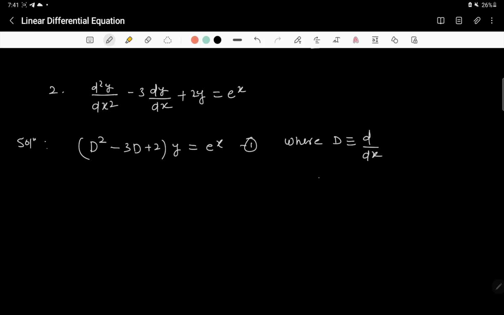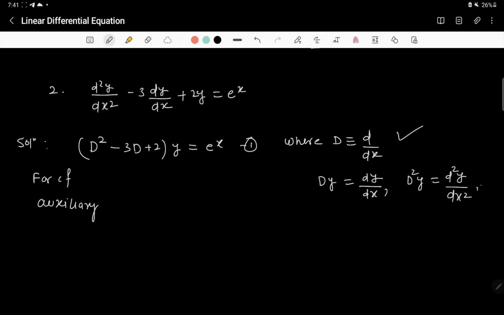If you are using D, suppose that you are using Dy, it means dy by dx. D2y means d2y by dx square. So in general we write D is equal to d by dx. So for CF, the complementary function, you write the auxiliary equation in terms of m. So it can be written as m square minus 3m plus 2 equal to 0.